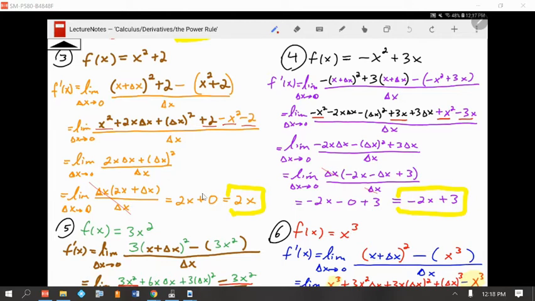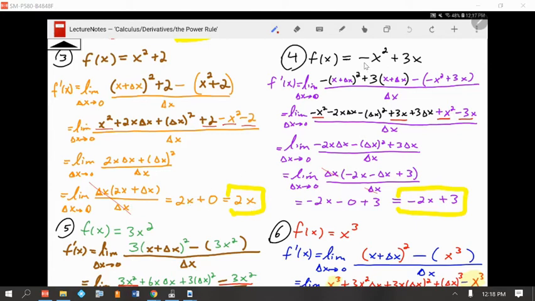So eventually the goal is to plug in the number you're taking the limit at, right? So I'm taking the limit as delta x approaches 0. I want to plug 0 in for delta x. So then I don't have the word limit anymore, or the LIM, right? It's just 2x plus 0, which is 2x. Okay, so question 3, same answer as what was on that other video.